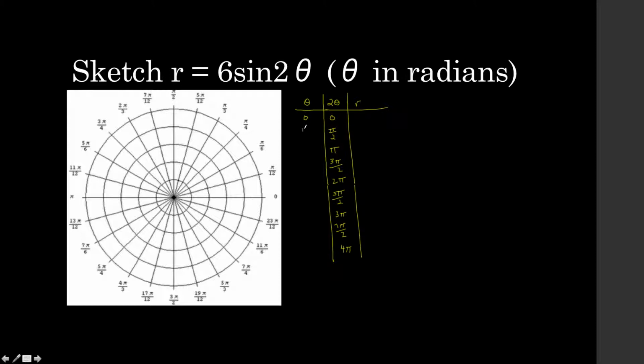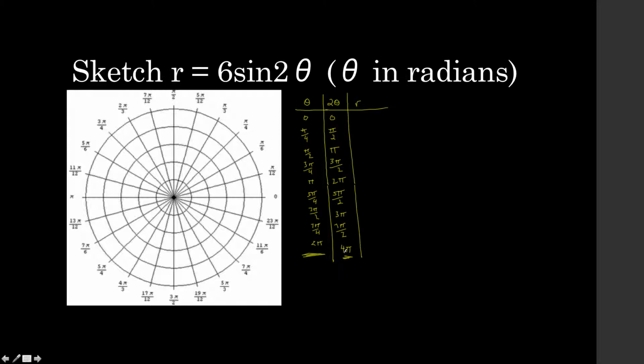So that's going to be 0, pi over 4, pi over 2, 3 pi over 4, pi, 5 pi over 4, 3 pi over 2, 7 pi over 4, and 2 pi to find theta. Now that's why we had to go to 4 pi. Notice for theta, we ended up with 2 pi, just like we normally do, but because it's 2 theta, we have to go to 4 pi.